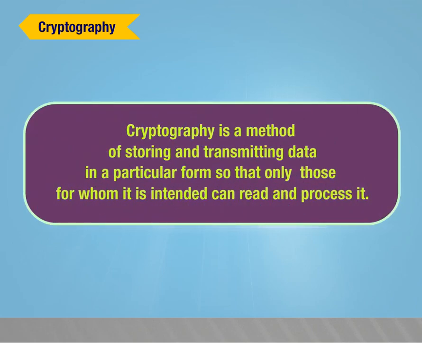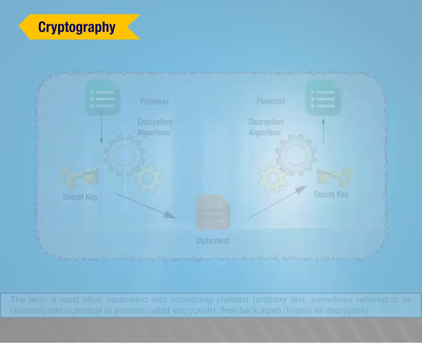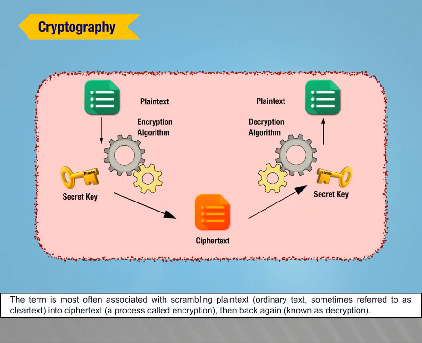Cryptography is the method of storing and transmitting data in a particular form so that only those for whom it is intended can read and process it. The term is most often associated with scrambling plain text, ordinary text, sometimes referred to as clear text, into ciphertext, a process called encryption, then back again, known as decryption.